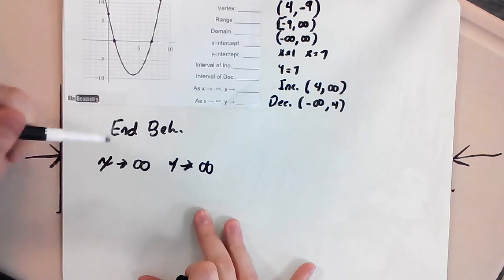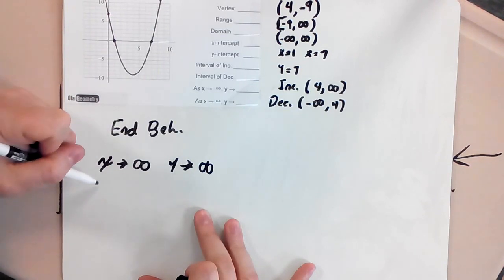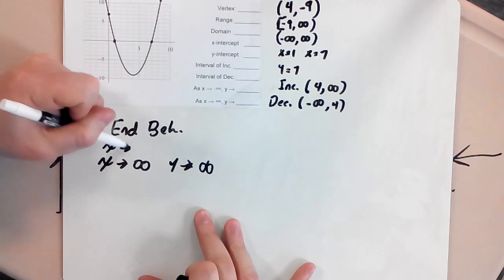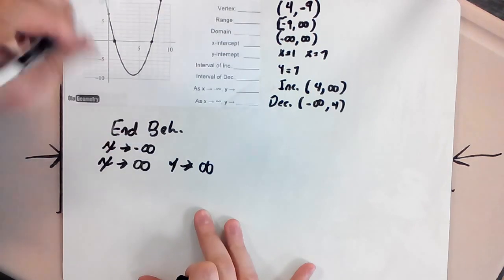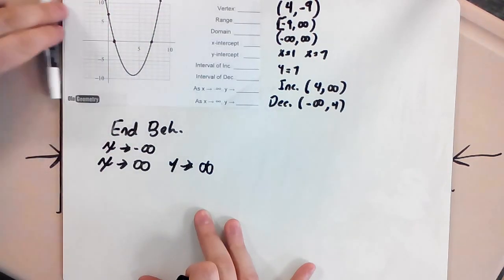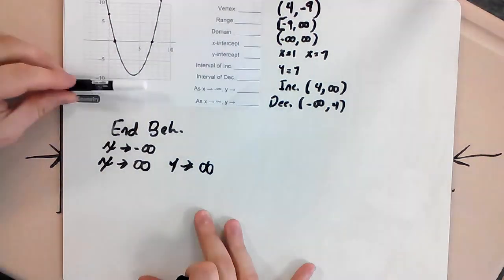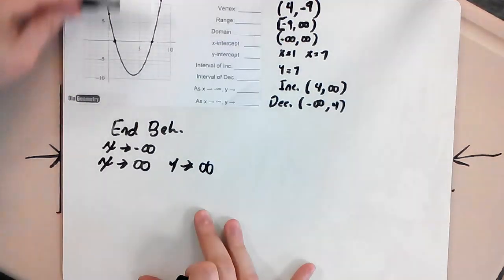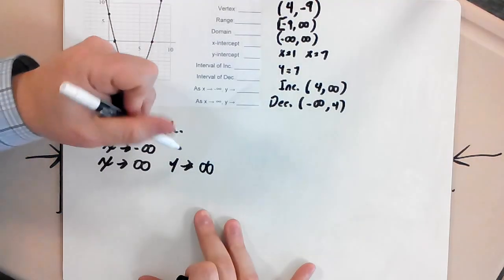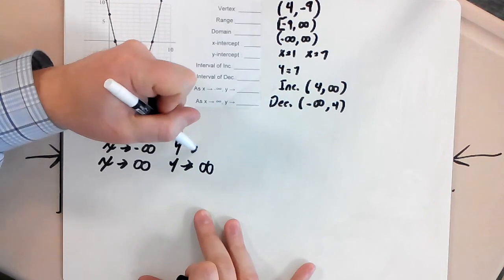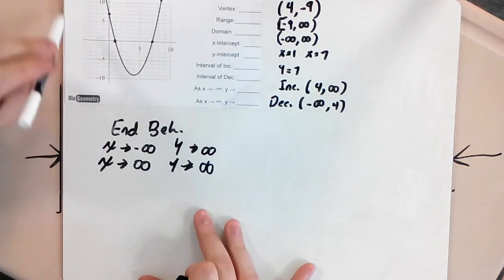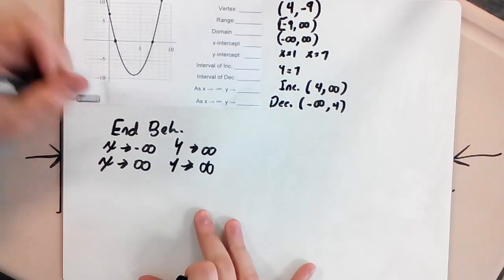Now, as x approaches -infinity, actually kind of did this backwards. As x approaches -infinity, the graph is approaching, the y value is approaching infinity as well. Okay, so let me recap this. And let me do it in the right order this time.